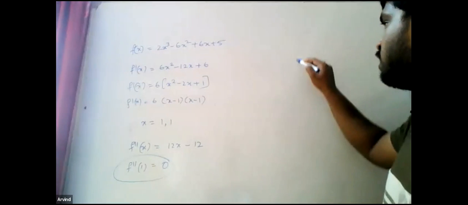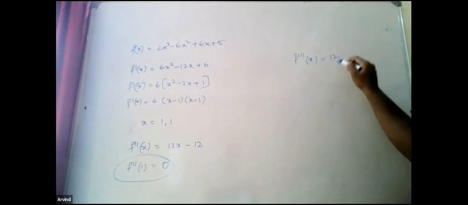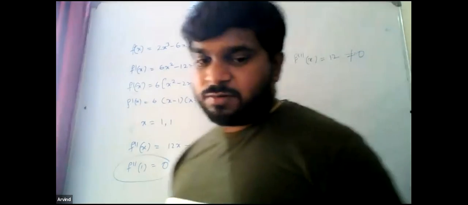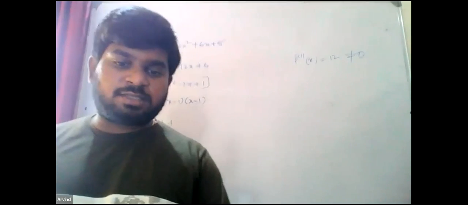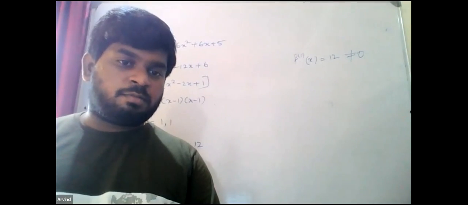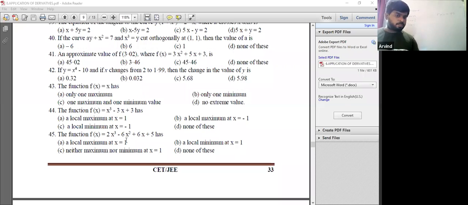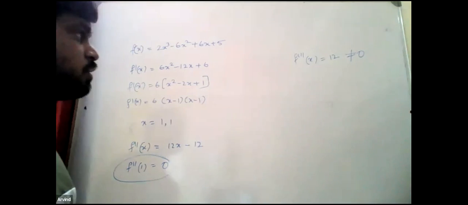So here what we'll do is, let's find f triple dash. F triple dash of x will become 12, which is not equal to 0. Therefore this point 1 is a point of inflection. Therefore neither a maximum nor a minimum. It's a point of inflection.